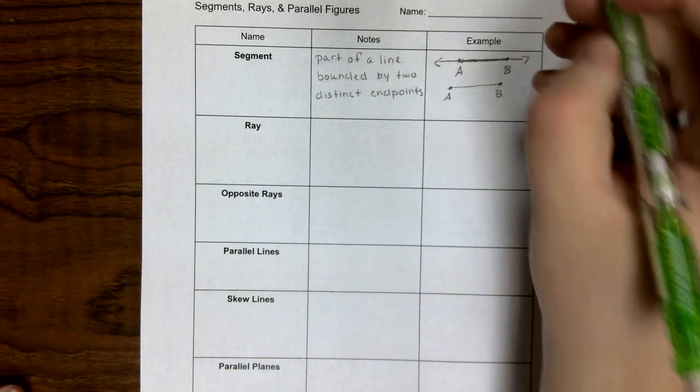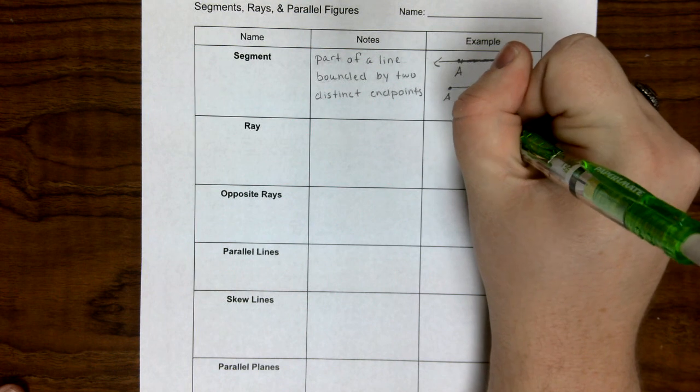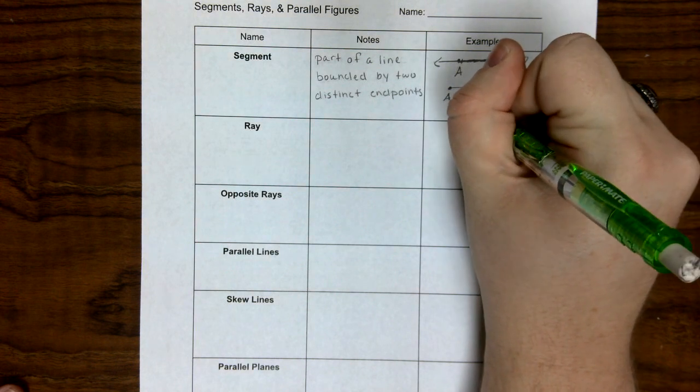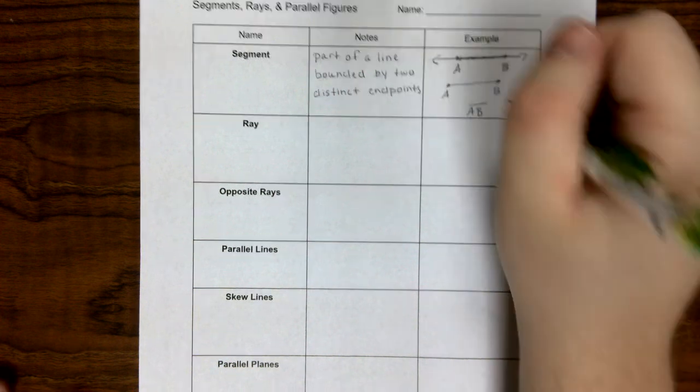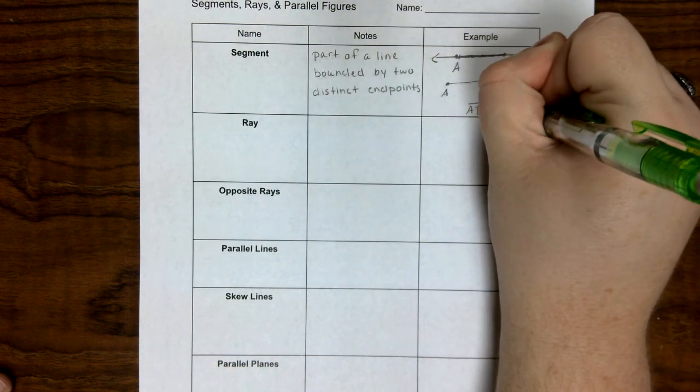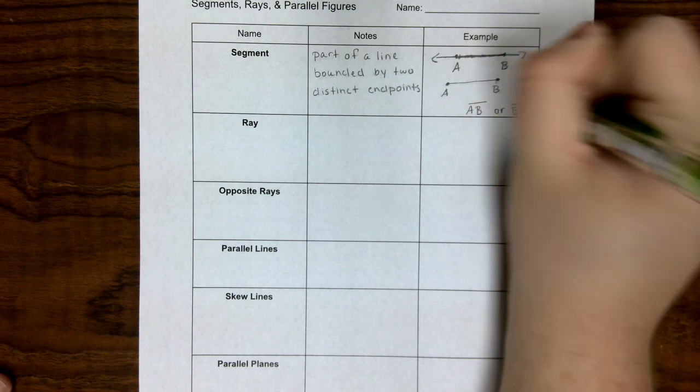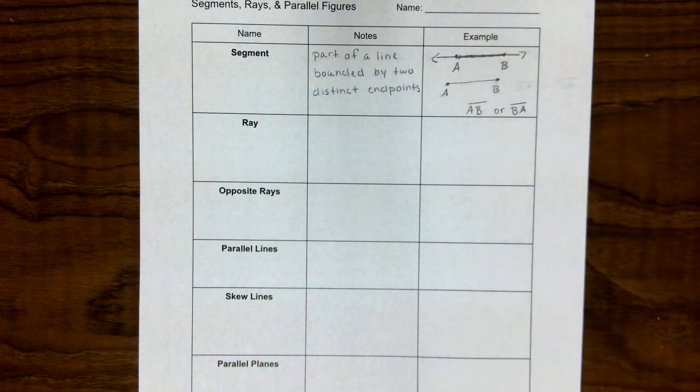Okay, and as far as naming it, we could say AB with just a line on top. Okay, if you're naming a segment, there's no arrows used. Arrows are only used on a line or a ray. But for a segment, it's just the bar on top. Or we could say BA. That's it. All right?